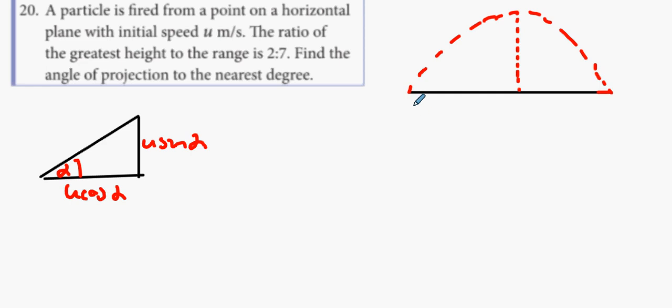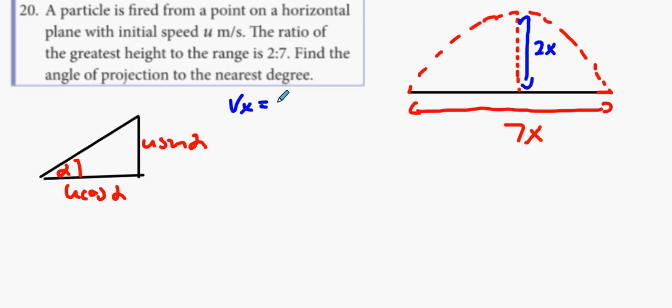so you could put that as, if that was 7x, what would be the height? 2x, wouldn't it? Alright? Probably the best way to go about it. 2x is to 7x. Okay. Next thing, set up your equations.